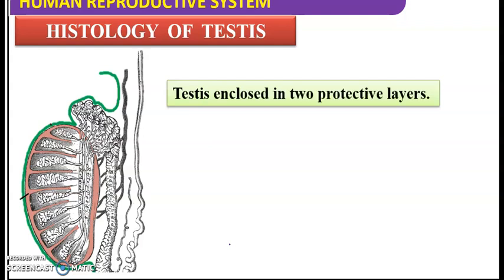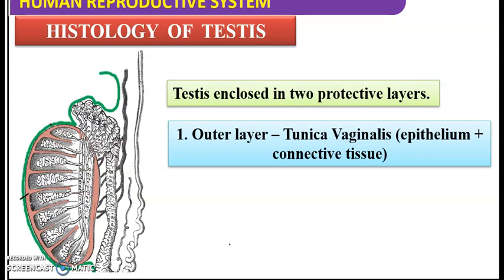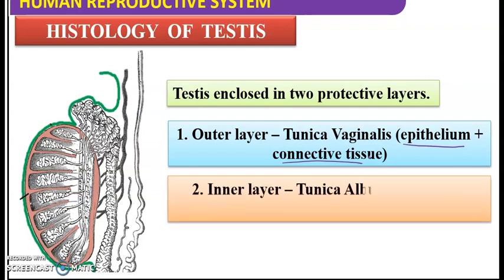If we go from outside to inside, the testis is enclosed by two protective layers. The outer protective layer is called the tunica vaginalis, which is a mixture of epithelial tissue and connective tissue. Then you have an inner layer which is called the tunica albuginea, which is made up of fibrous connective tissue. So two layers, tunica vaginalis and tunica albuginea, form the first two layers of the testis.